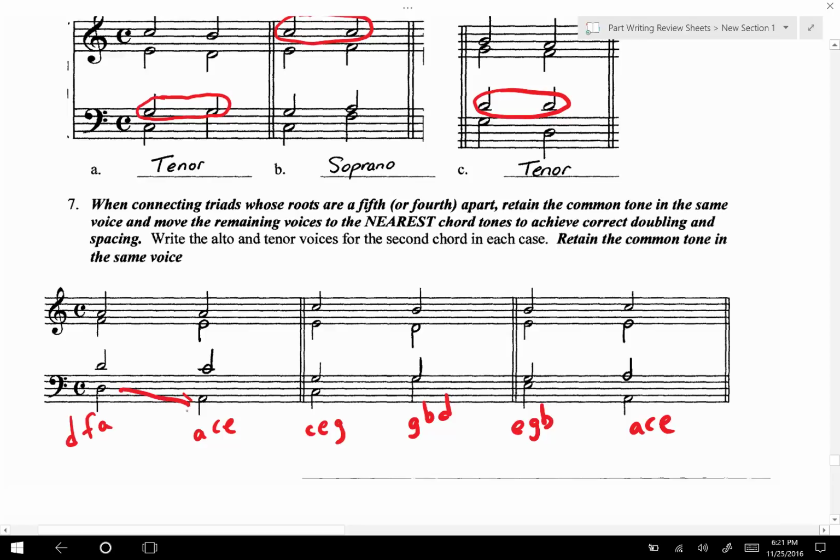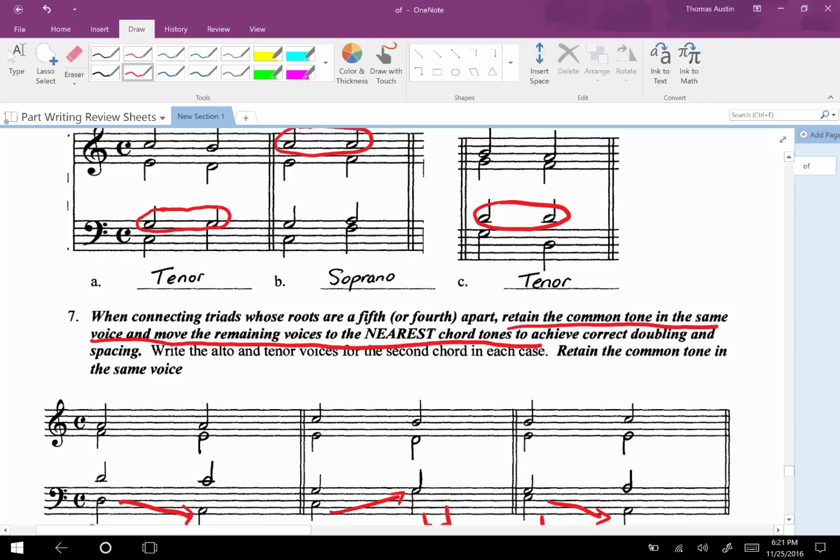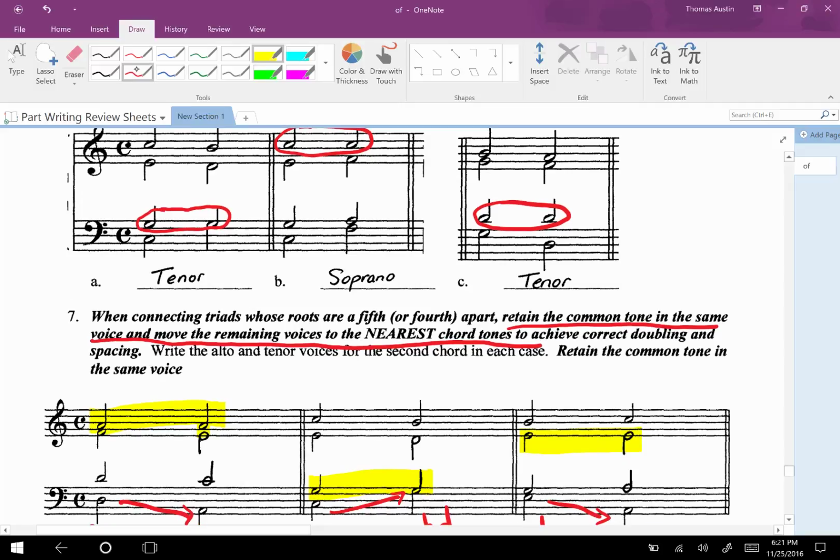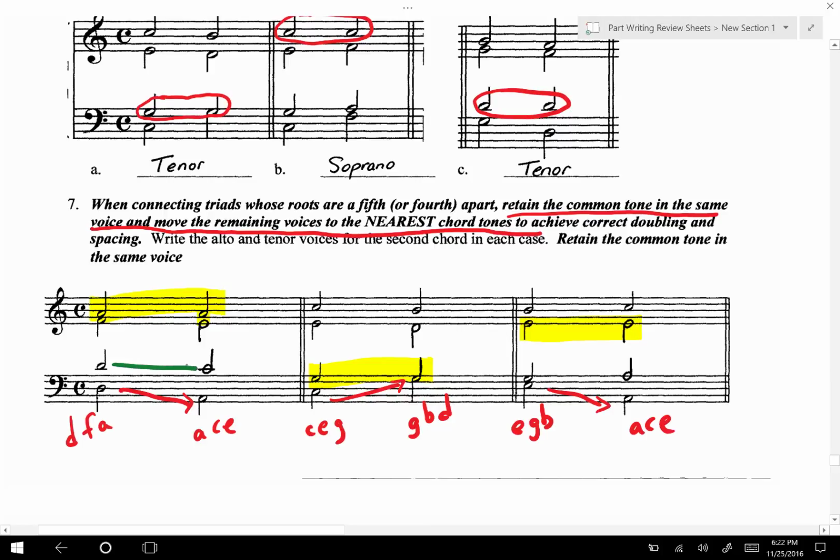In each case, the bass is moving by a fifth or a fourth. So we retain the common tone in the same voice and move the remaining voices to the nearest chord tones. So let me highlight our common tone in the soprano, common tone in the tenor, common tone in the alto. And move the other voices to the nearest chord tone.